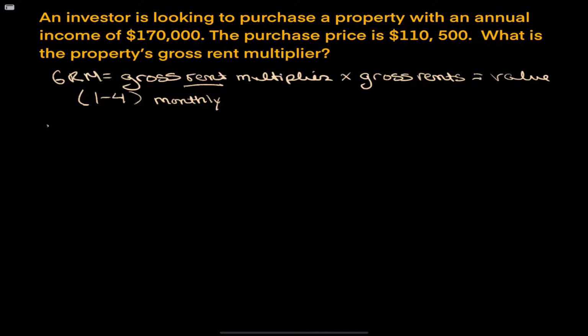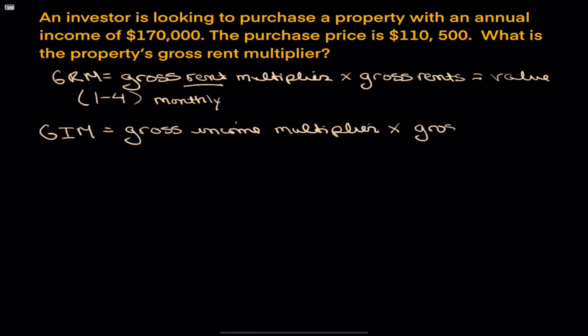Our GIM is our gross income multiplier. And we multiply that by our gross income, and that gives us value. So gross income multiplier is usually going to be used for things that are commercial, 5 or more units.